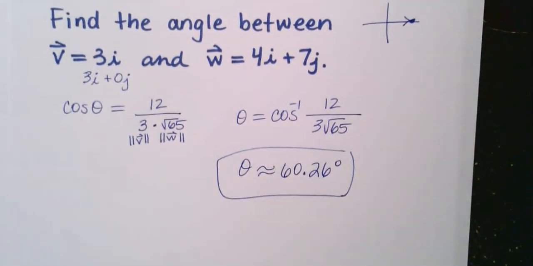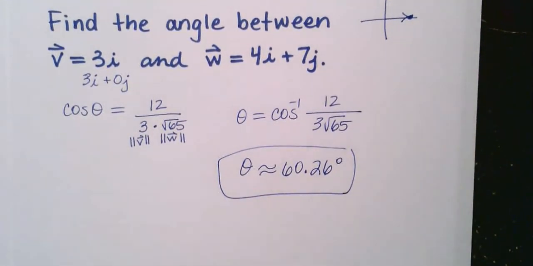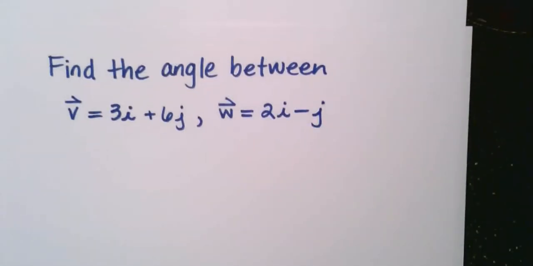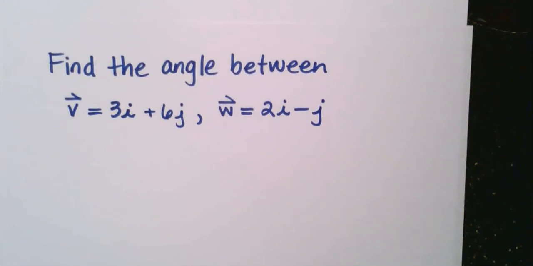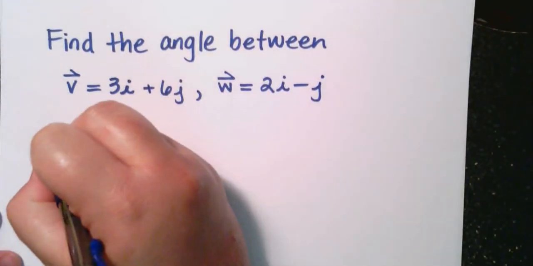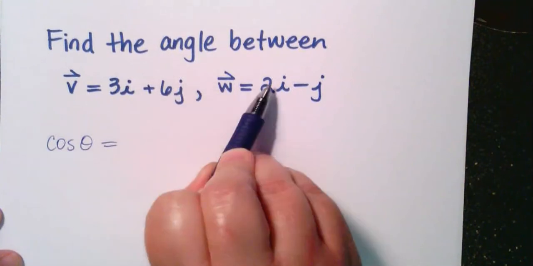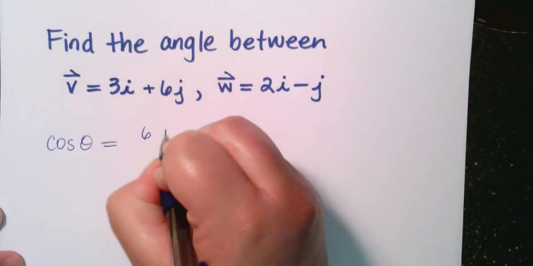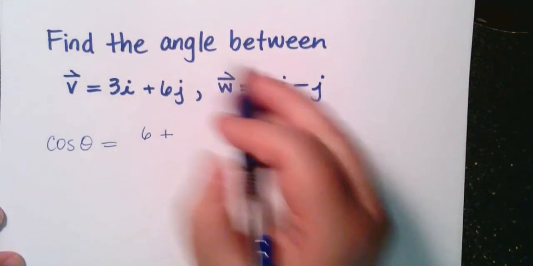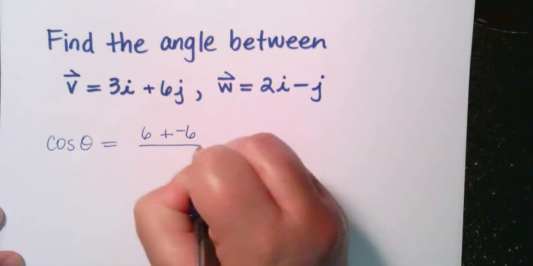All right, last example I want to show you is this one. And again, go ahead and pause the video and try it yourself if you want to check that you're doing everything right. This one's going to work out a little bit differently, so don't be shocked when it does. All right, so let's take our formula. Cosine of theta equals, on top we have the dot product, which is 3 times 2, which is 6, plus 6 times negative 1, which is negative 6.